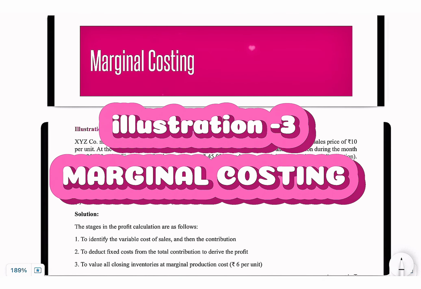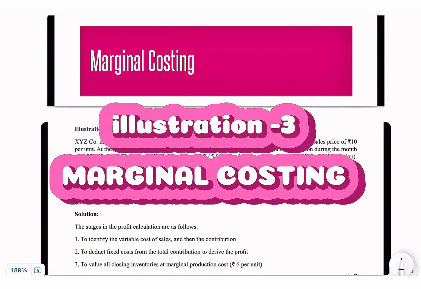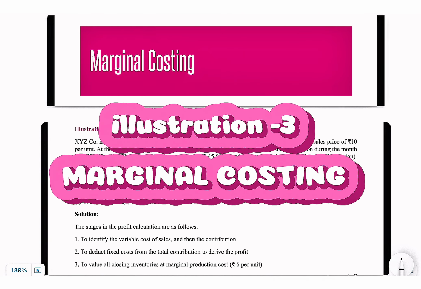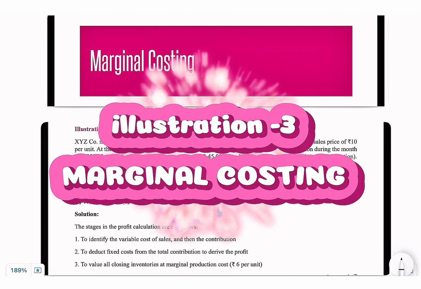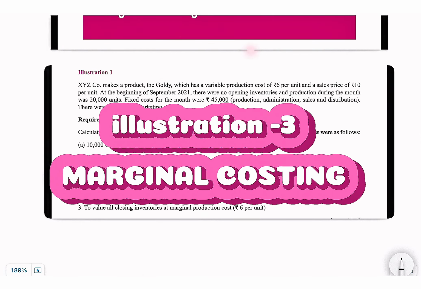This is the marginal costing question. This is chapter number 3 in paper number 12, second group of intermediate. Okay, let's see illustration number 1 of marginal costing. We will do it step by step and we will see the format also by solving the question. I'm not telling you the format right now. I'm just solving the question and we will see the format and everything by solving the questions.